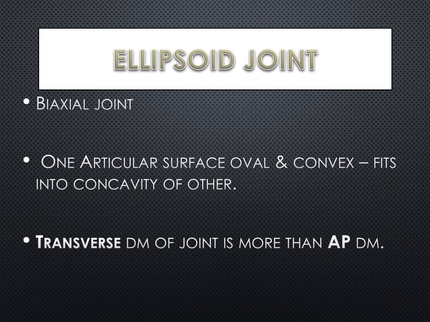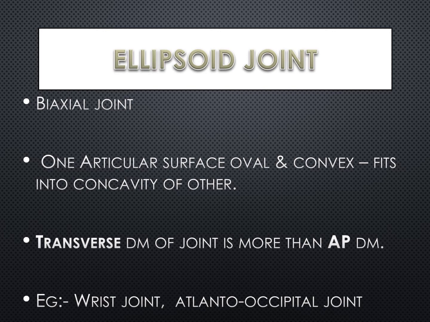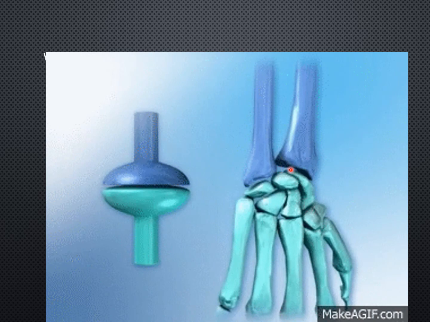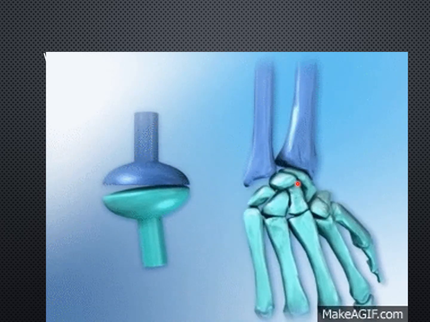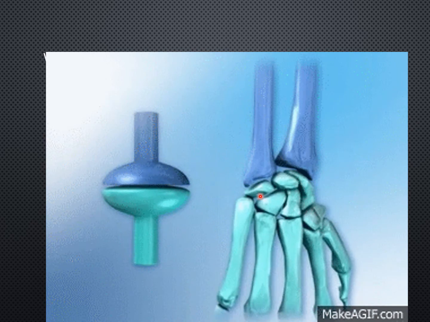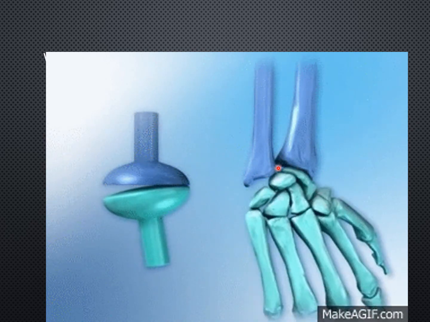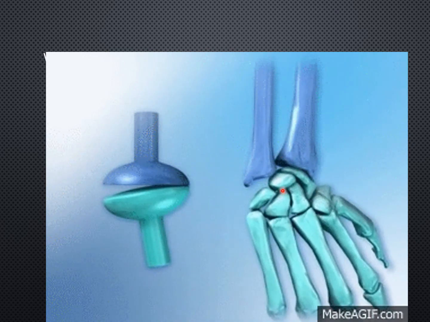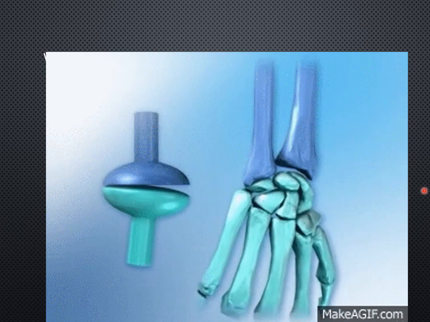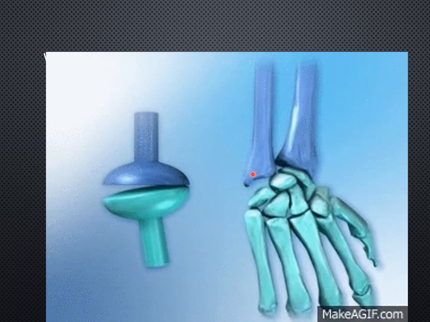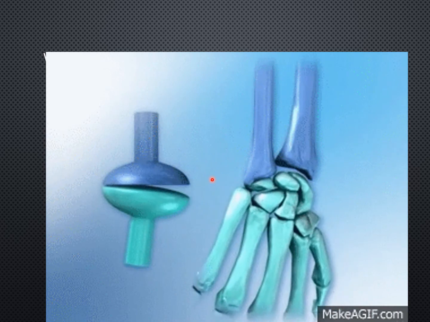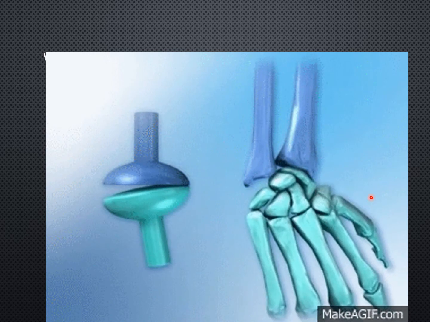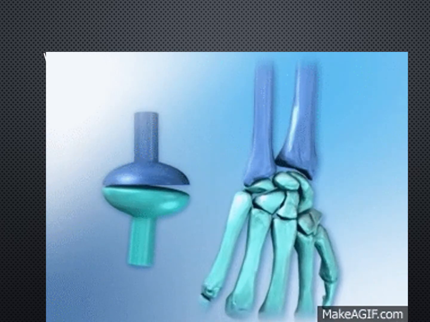What are the examples for the ellipsoid joint? There are two: the wrist joint and the atlanto-occipital joint. Now you can see this is the wrist joint. The proximal articular surface is concave and the distal articular surface, formed by the carpal bones, is convex, and the convexity fits into the concavity. There are two axes, the transverse axis and the anteroposterior axis. Along the transverse axis, you get flexion and extension of the wrist, and along the anteroposterior axis, you get adduction and abduction of the wrist. So this movement is adduction, this is abduction, and this is flexion of the wrist.